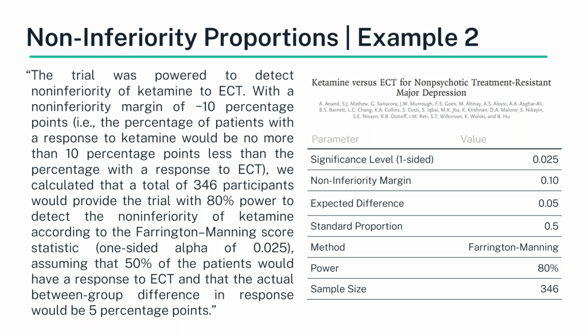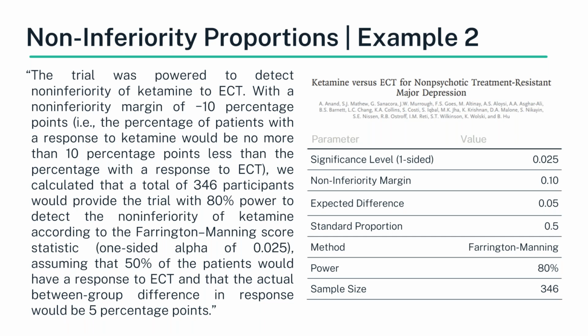And so ketamine is an alternative to this treatment for patients, and it's one that is of interest to patients because it doesn't require general anesthetic. And so for this trial, the non-inferiority margin was set at 10%, with the total sample size of 346 patients, and they would achieve 80% power to detect the non-inferiority given a one-sided significance level of 0.025, 50% response rate in the ECT group, and that the actual difference in response is 5%.